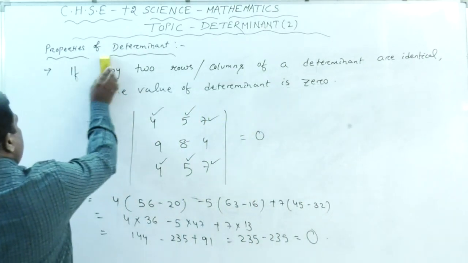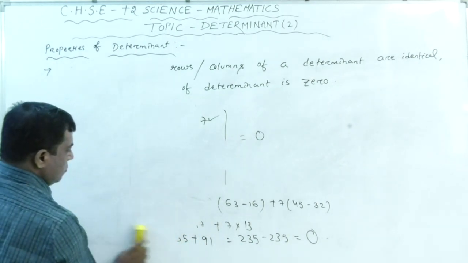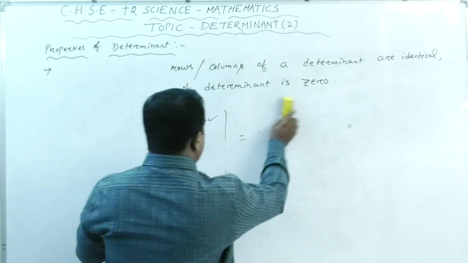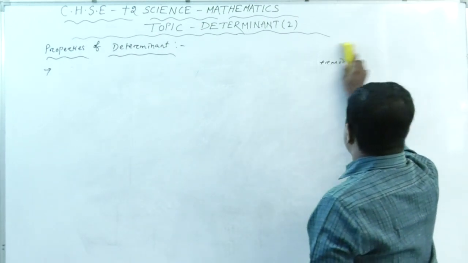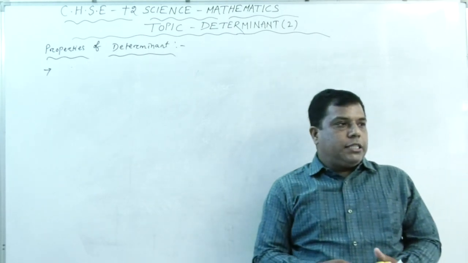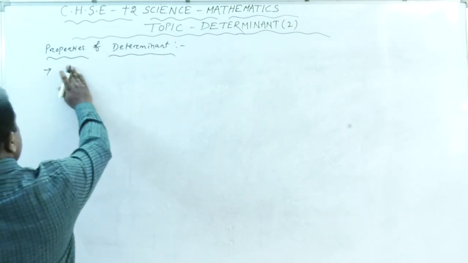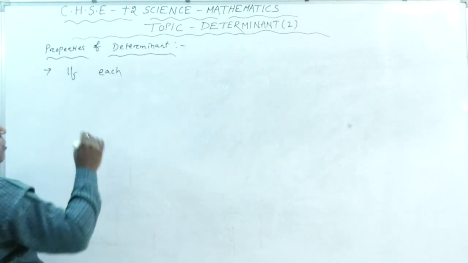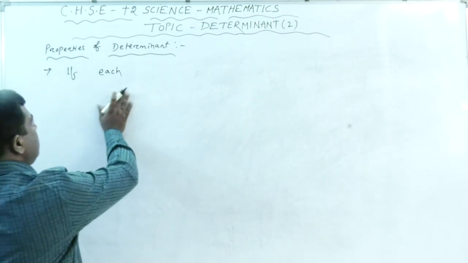So I am cleaning the board now. Okay, so now let us move to the next property. The property says, please make a note of those properties. Those are very important from your exam point of view. So I am writing the next property.